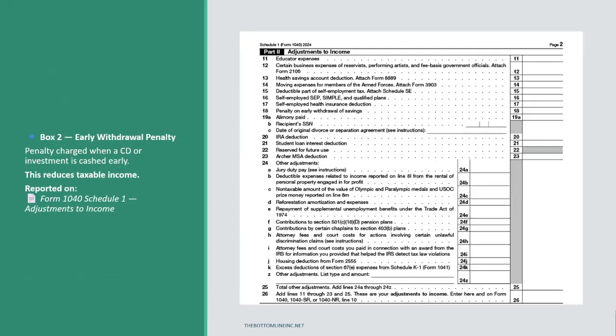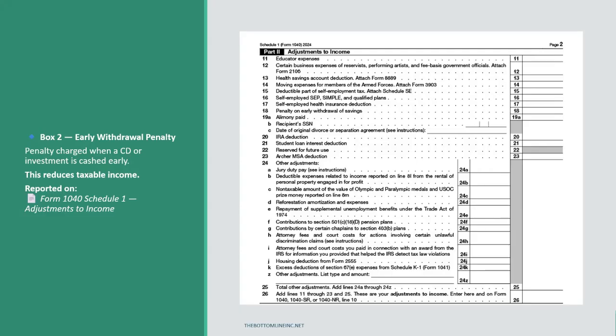Early penalty, we saw that early penalty in box 2 for early withdrawal. If you have a 6-month CD, but all of a sudden you need your money in 4 months, they'll charge you a penalty. And we can deduct this. This is an adjustment to income. If you look at line 8 here, it's penalty on early withdrawal of savings. So we can deduct it from our income, even though we were charged it by the bank.